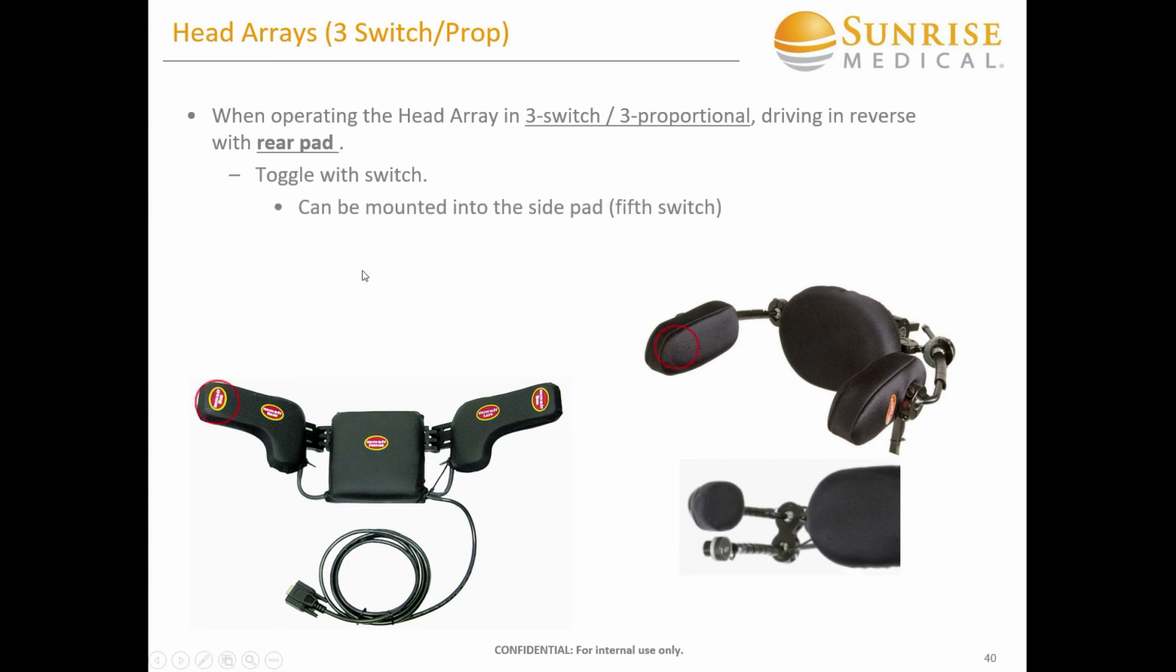Okay, just like before, you have the options in the head array or in the chin that you can set up so when you tap on that, the rear pad now becomes reverse. So you're just going to toggle that by using a switch. Again, it can be on the 5th switch on the head control, or it can be on a dedicated switch. All right, so those are the kind of options you have for doing that. That's one of the ways, okay?